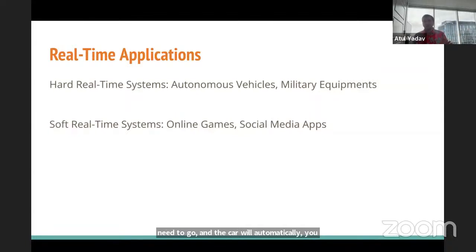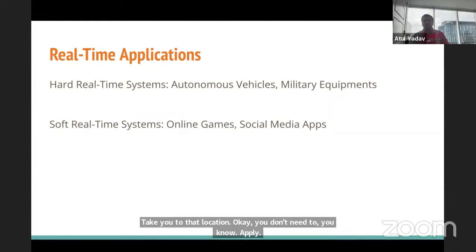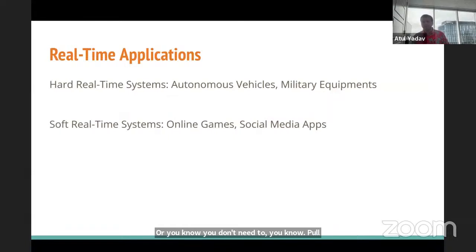Okay, you don't need to pull on the steering, no need to change the gears, no need to apply the brakes, nothing. It will automatically take you to that location. Okay, so these are the hard real-time systems.